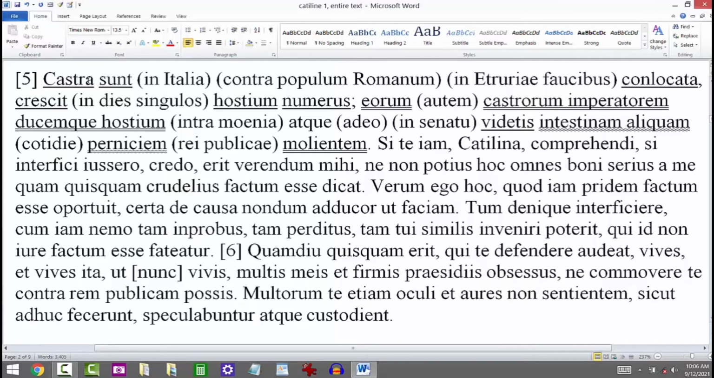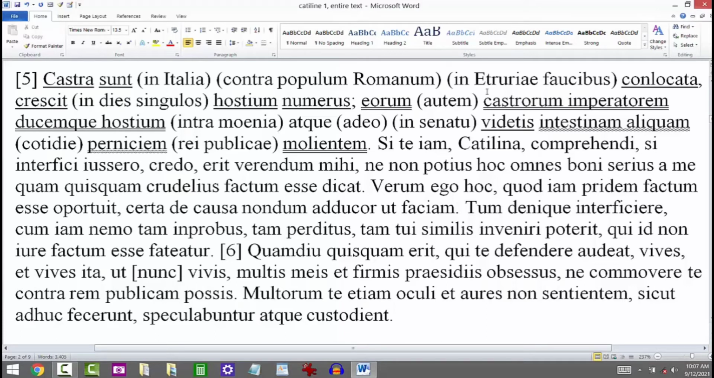There is a camp located in Italy against the Roman people in the jaws or passes of Etruria. So the order we might want to do is more like, we'll keep Contra Populum Romanum for the end. Although Cicero didn't do that, which is interesting, right? So there is a camp located in Italy in the jaws or in the passes of Etruria against the Roman people. For whatever reason, Cicero wanted against the Roman people in the middle of that. So let's see if that works in English. There is a camp in Italy against the Roman people in the passes of Etruria.